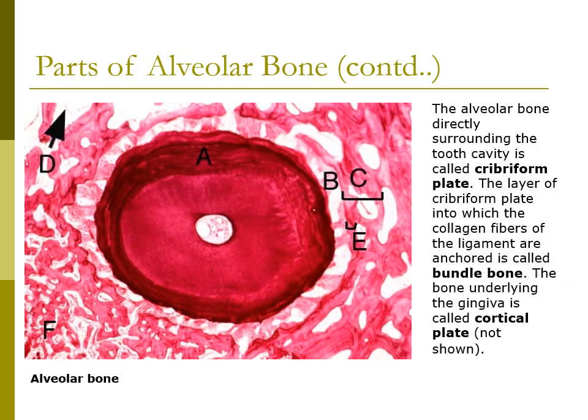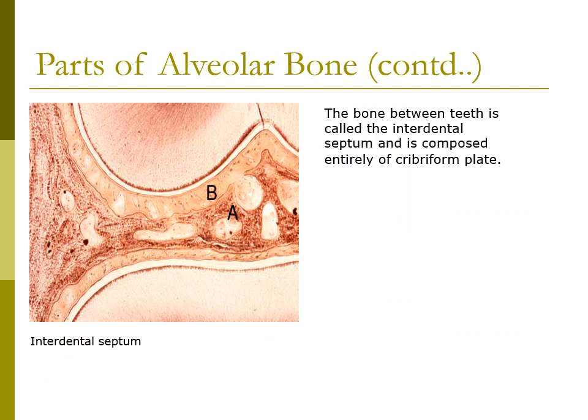Now the parts of alveolar bone in this picture: you can see the alveolar bone directly surrounding the tooth cavity is called the cribriform plate. The layer of cribriform plate into which the collagen fibers of the ligament are anchored is called bundle bone. The bone underlying the gingiva is called the cortical plate. The bone between teeth is called the interdental septum, which is composed entirely of the cribriform plate.